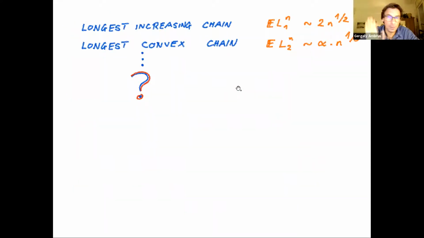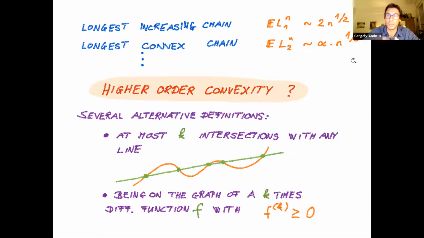So far we have two results. The first, the classical result, is for the longest increasing chains or longest monotone subsequences in random permutations, which says that the expectation of L1n is close to 2 times square root of n. And the second is for longest convex chains, which says that the expectation of the longest convex chain is a constant times n to the 1/3. And now the question is, how can we extend it further, or how can we generalize it to higher order convexity?